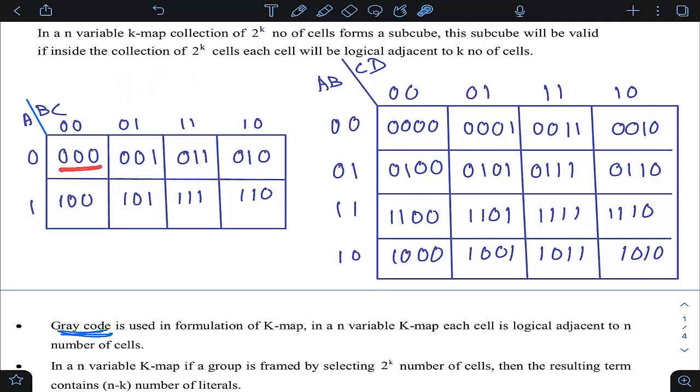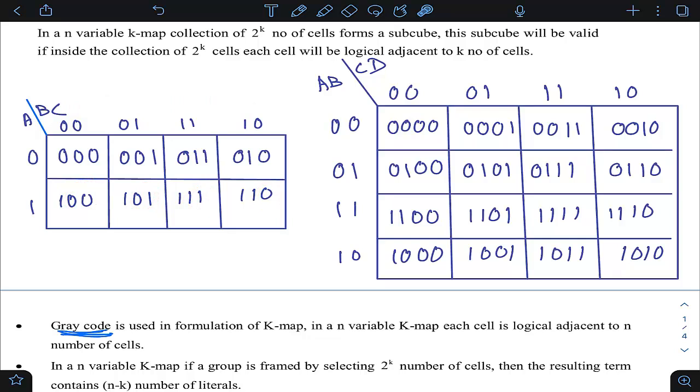Let's say for this cell, the A value is 0 and BC value is 00, so you get 000. For this cell, A value is 0 and BC value is 01, so you get 001. You see that the first value is A, which is 0 in all these cases. Then the next two values are BC: this is 00, this is 01, this is 11, this is 10. Similarly, for the second row, the A value is 1, so the first value is 1 everywhere. Then the BC values are 00, 01, 11, 10.